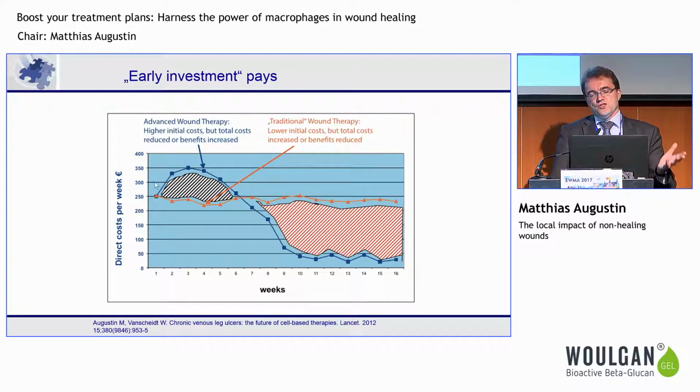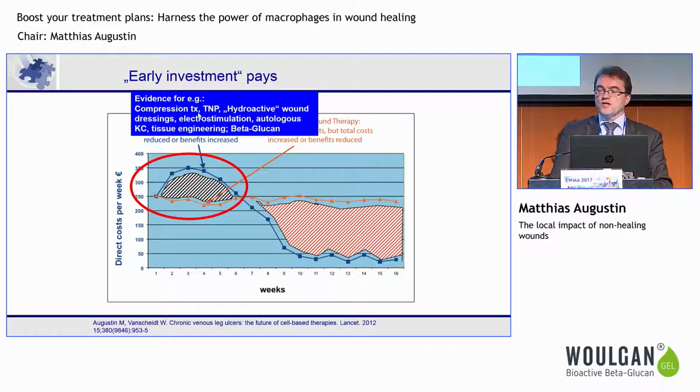But if we use advanced technology, even if there are higher costs initially, this can work out in lower costs and a return on investment in the long term. And this really happens, and examples for this are compression treatment. The lifetime costs for compression treatment are lower than leaving out compression in patients with venous leg ulcers.